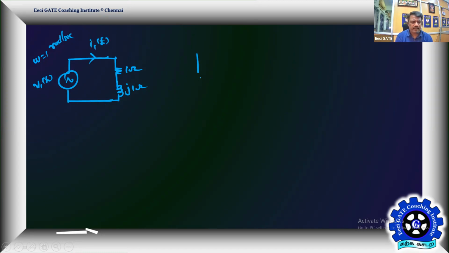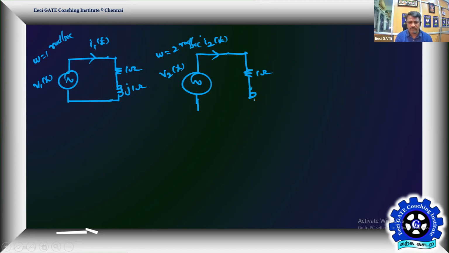Let me have another copy of the same circuit, but here I enable V2, the second part of the signal source. Then the resultant current is I2 of t. Now omega of the second source is 2 radians per second. Therefore, the impedance offered by the inductor will be j2 ohms. This is strictly superposition, because the impedances offered are a little different.